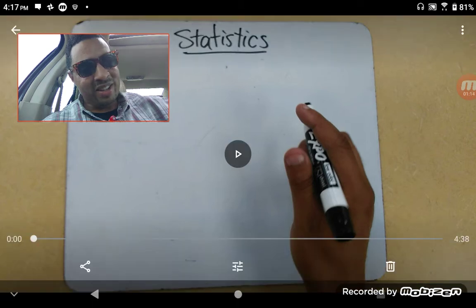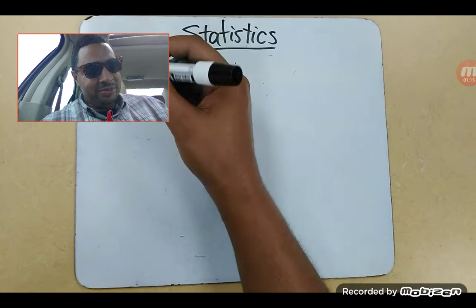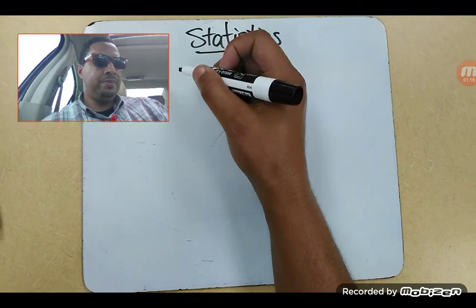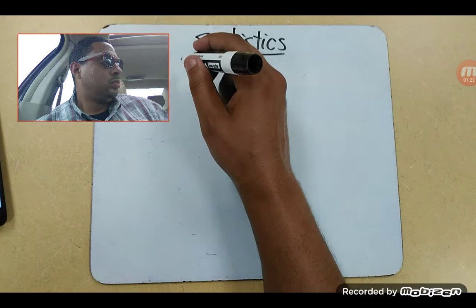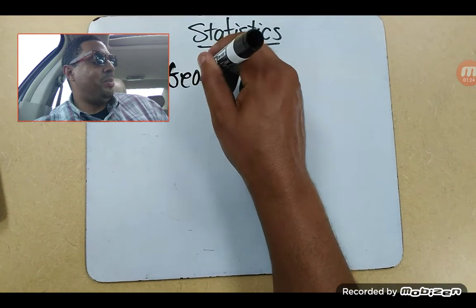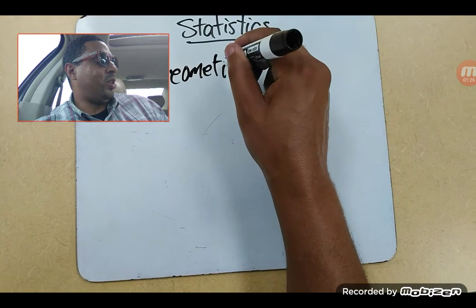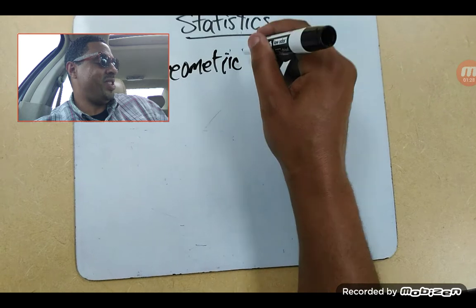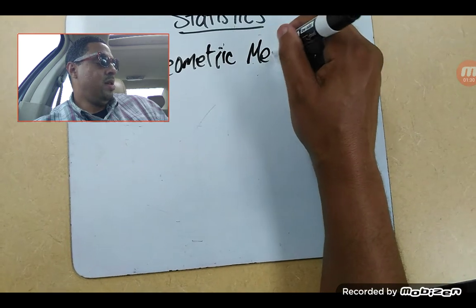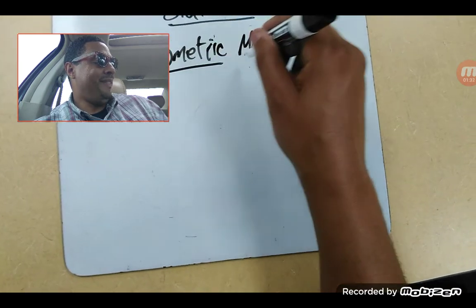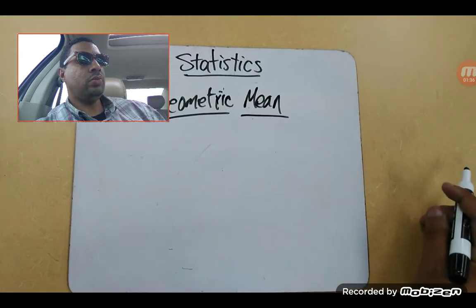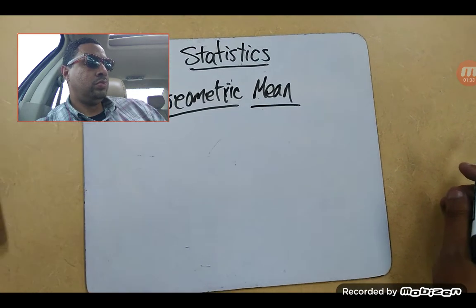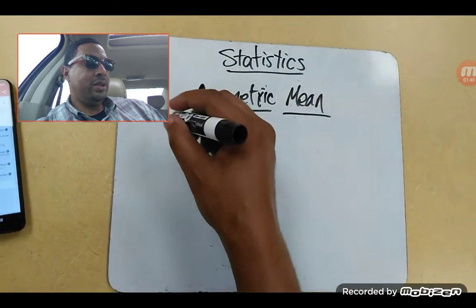Let's go ahead and look at this example here. So we have geometric mean. We're going to work on finding the geometric mean for 0.42, 0.52, 0.58, and 0.62. I'm going to write this down here.